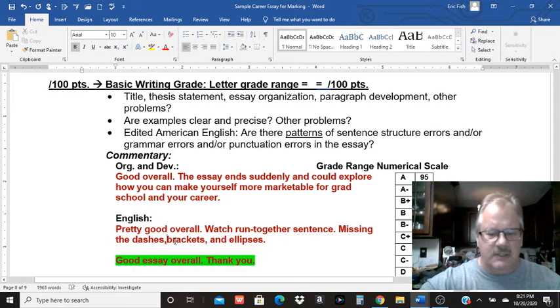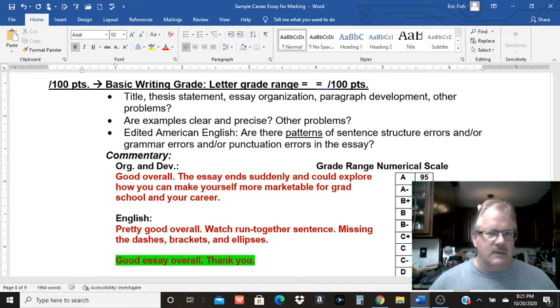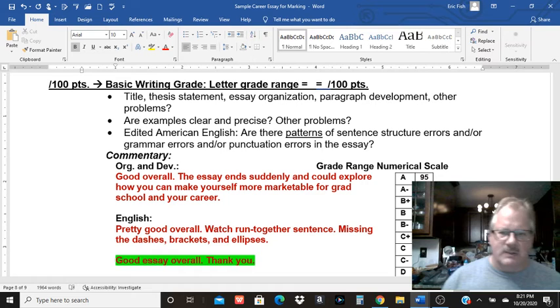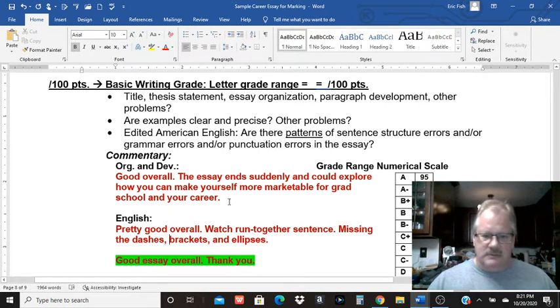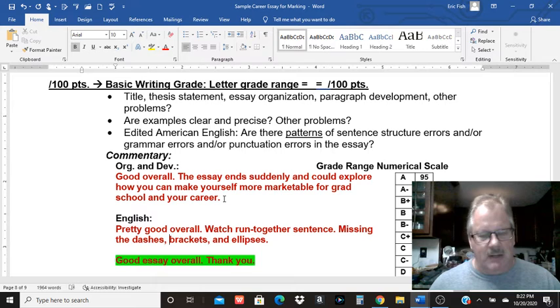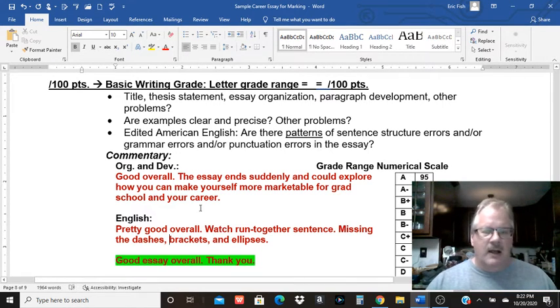I separate the commentary into two separate sections. One's organization and development, and the other one's English. Sometimes you can have a perfectly written essay that doesn't really say much, so the English is good, but the organization and development of ideas isn't that good, or it needs work. And I'll make the commentary up there with organization and development. Sometimes you have a really nicely thought out essay, but there are some recurring English problems with the essay. I like to separate those out into two separate categories.